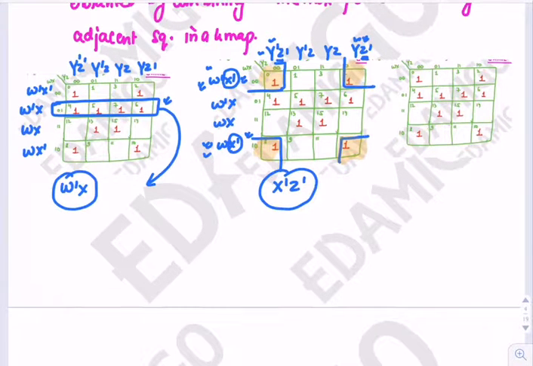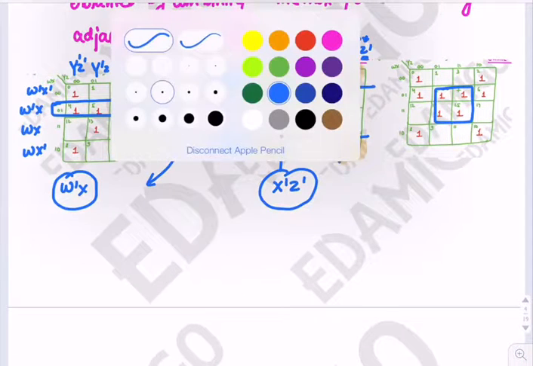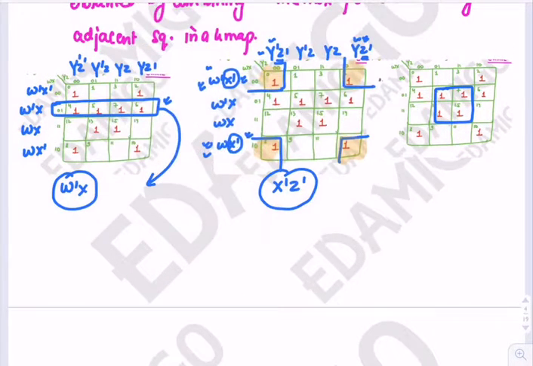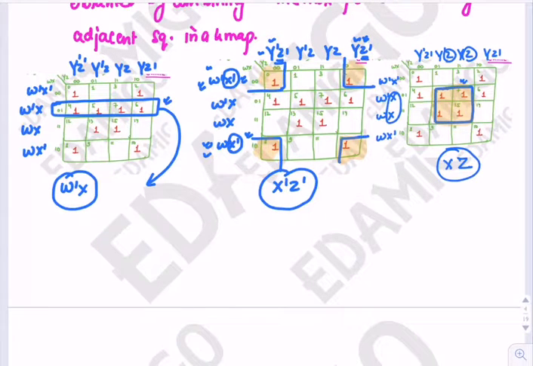Now if I combine these four ones, so this is w bar x bar, w bar x, wx, wx bar, y bar z bar, y bar z, yz, and yz bar. In these four squares, the terms which are constant, we can see that z is not changing, and x is not changing, so xz is the third prime implicant.